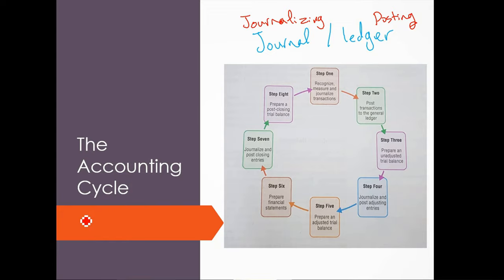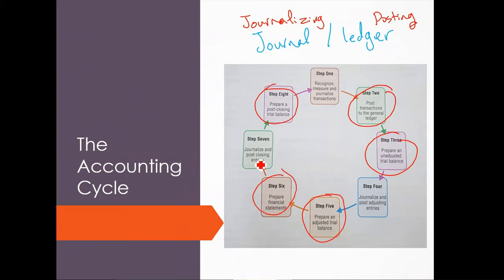By the way, nowadays all the companies are using software to do the accounts, so some of these steps are done by the system. So what is done by the system? Posting in the ledger is done by the system. Preparing this is by system, this is by system, this is by system. All of this is by system. What we do is only journalizing the transaction. Then we journalize and post the adjusting entries. Then we journalize and post the closing entries. Those are what we do. The rest, preparing reports, is all done by the system nowadays.